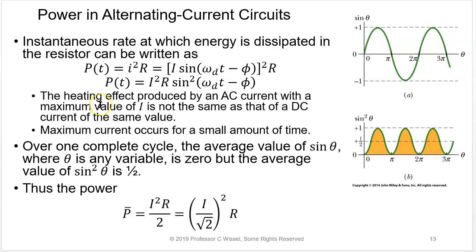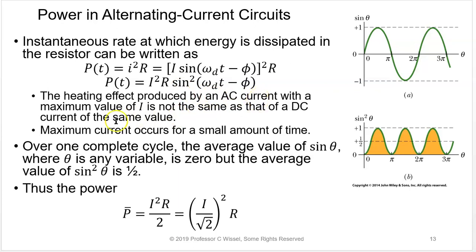The instantaneous rate at which energy is dissipated in a resistor can be written as power of time equals I squared R, same as we had before. But now I is I sine omega dt minus phi. So it gets a little bit more complicated. So we have power equals I sine omega dt minus phi, that squared, times R. Now we can pull the I outside, and then we end up with power equals I squared R times the sine squared of omega dt minus phi.